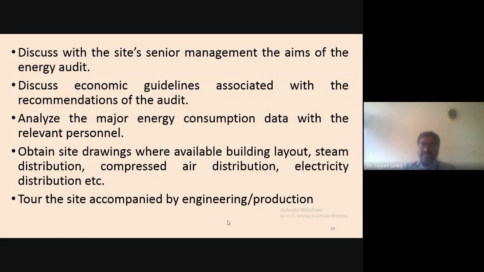Then the next one is site drawing, where available, the building layout. We already said the layout is important for the energy consumption or energy audit. Next slide, ma'am.